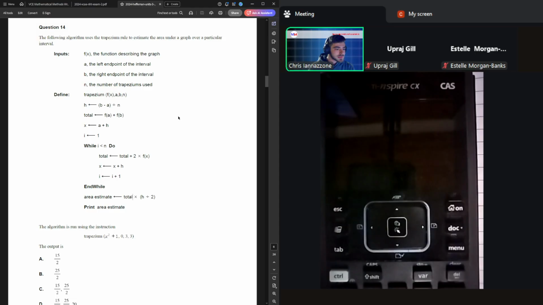That then allows us to actually plug in some of the numbers. So first things first, H is going to be B take A divided by N, just like you would do for a regular trapezoidal rule. B take A because you're doing the start and finish of the overall domain, and then divide by N is divide by the number of trapeziums that are used. So that should make enough sense. That'll give you the spacing between each of the trapeziums.